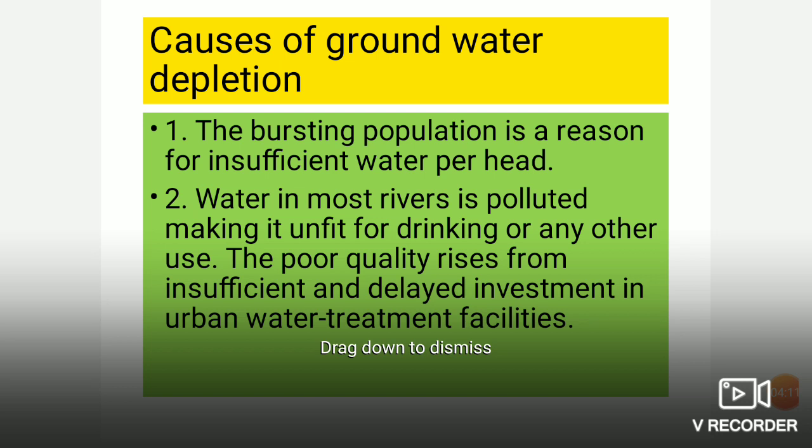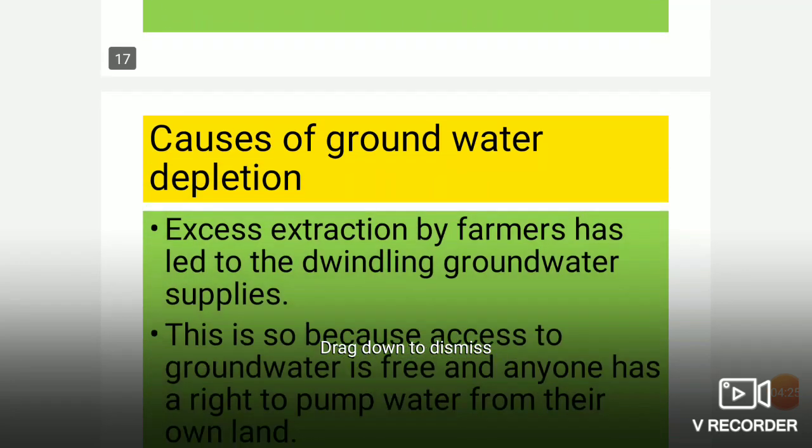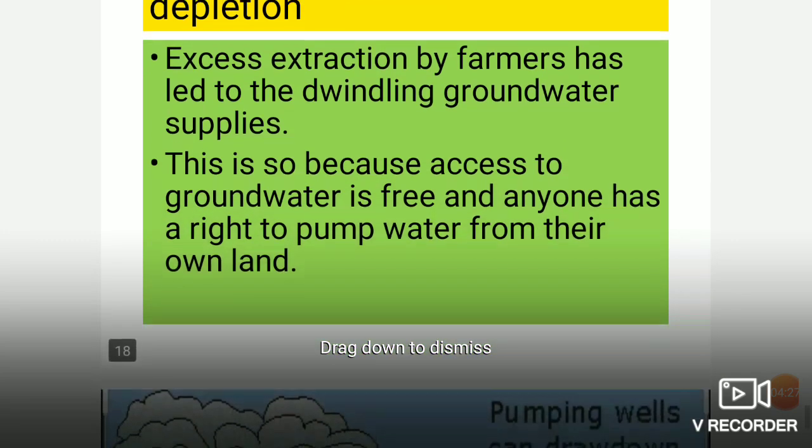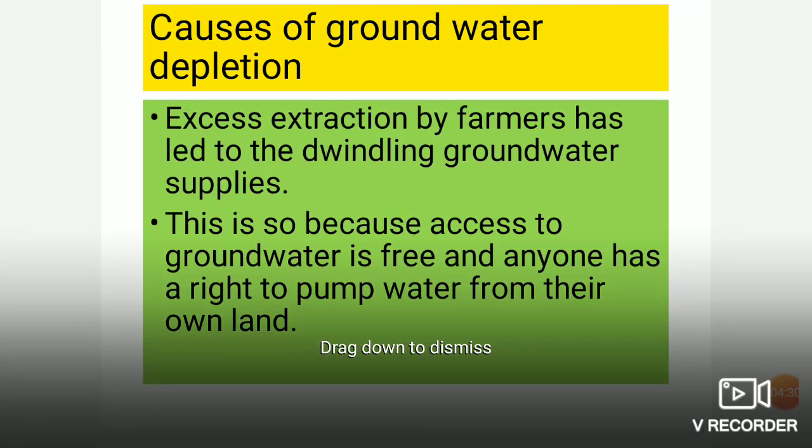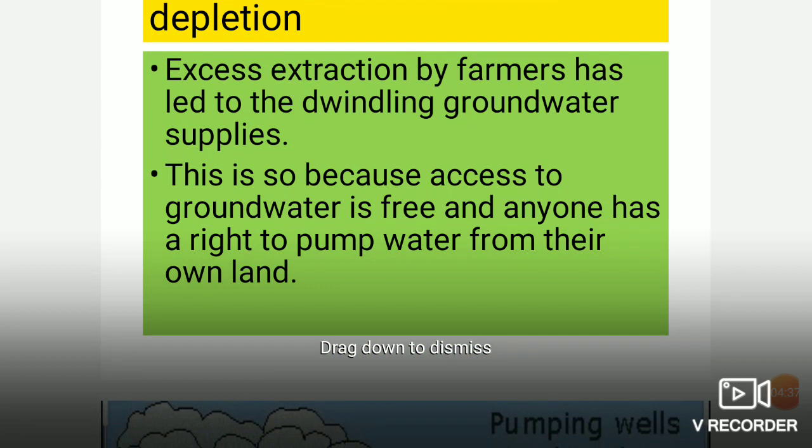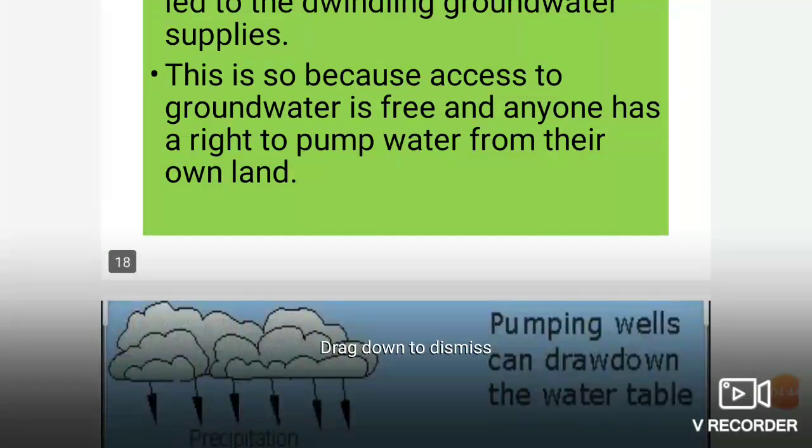Second, water in most rivers is polluted, making it unfit for drinking or any other use. The poor quality arises from insufficient and delayed investment in urban water treatment facilities. Excess extraction by farmers led to the dwindling groundwater. Because access to the groundwater is free and anyone has the right to pump water from their own land, in many places the water is also wasted.